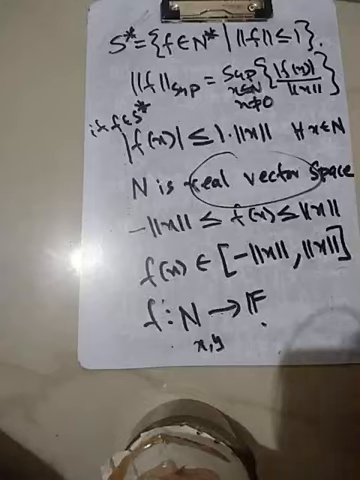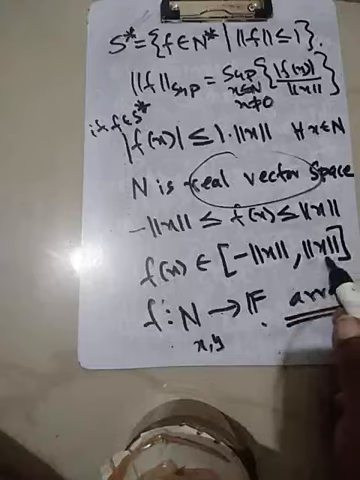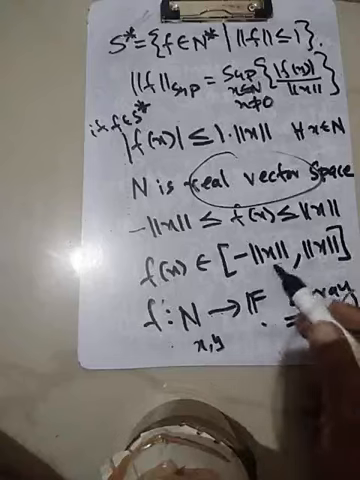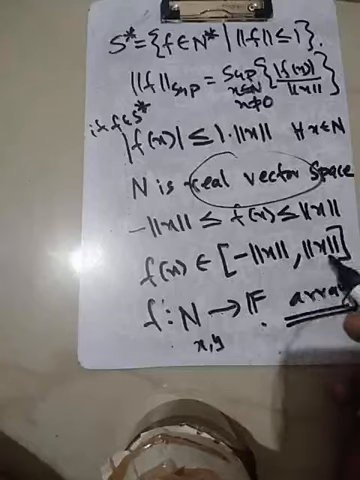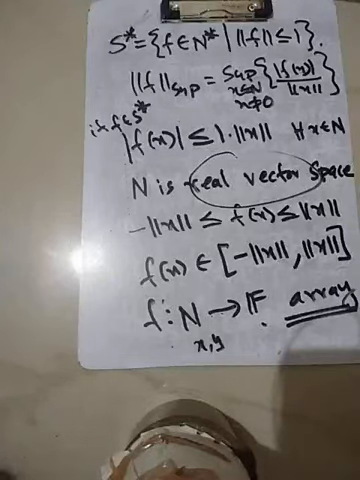So you can think of this f as an array of points lying in these intervals. If x is there, it is lying in minus norm x to norm x. If y is there, it is lying in minus norm y to norm y. If it is z, minus norm z to norm z, and so on. So you take the product of all of these spaces, and then we try to put a topology on that. It would be the following.